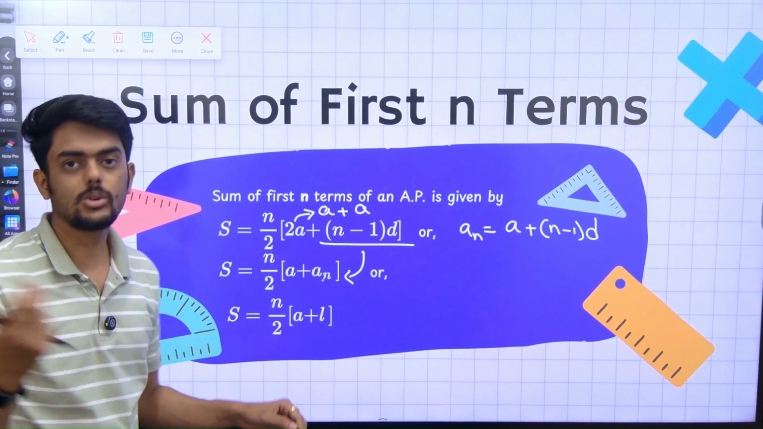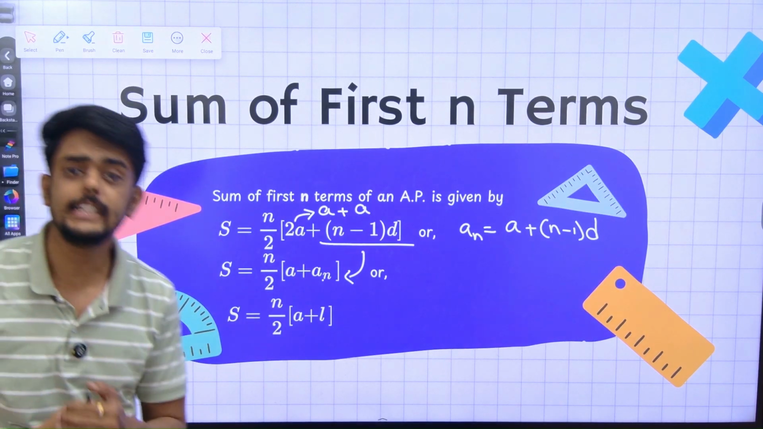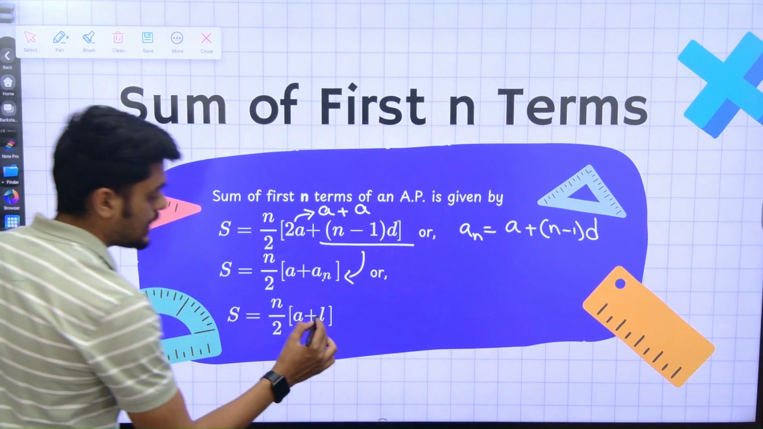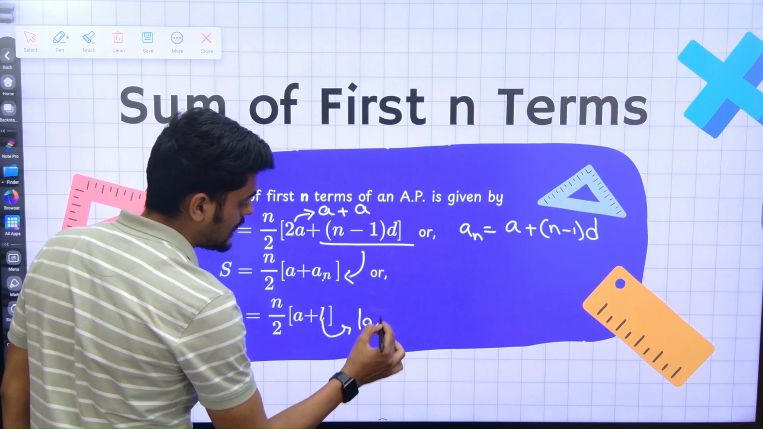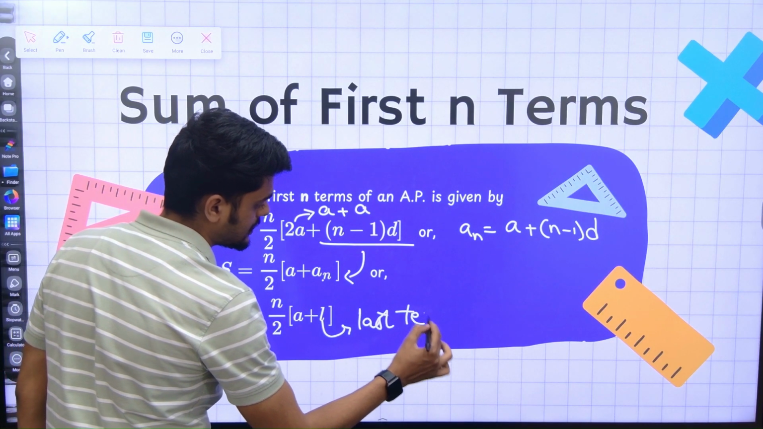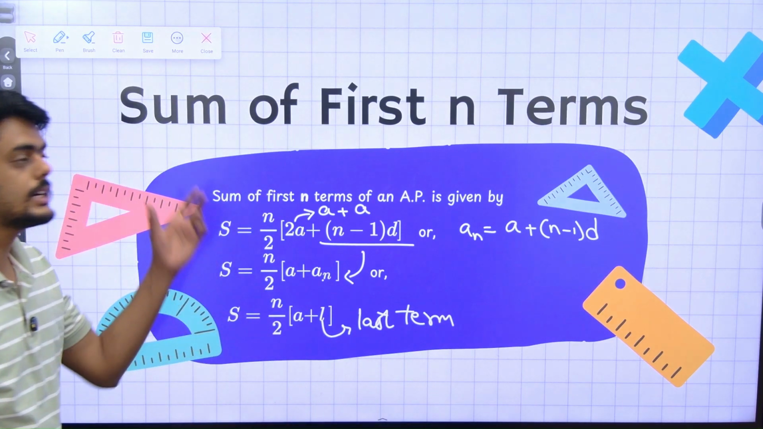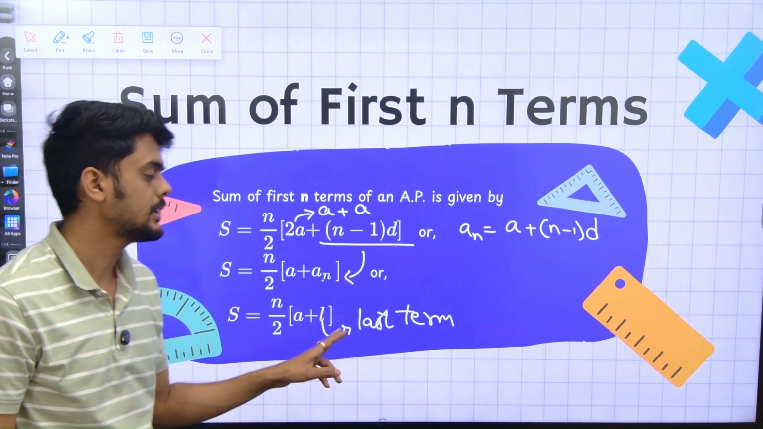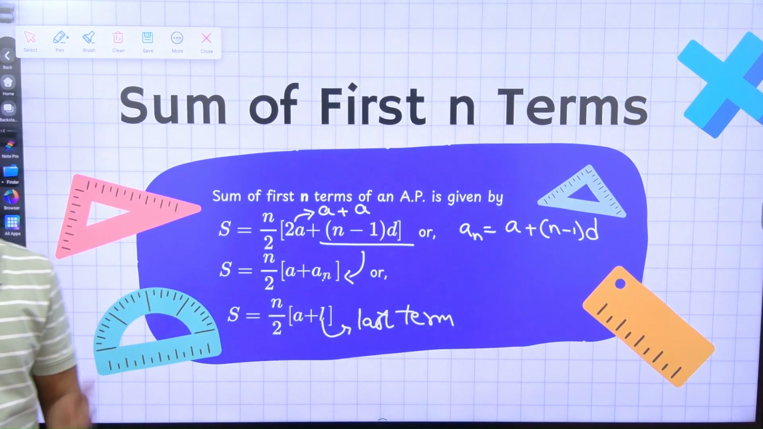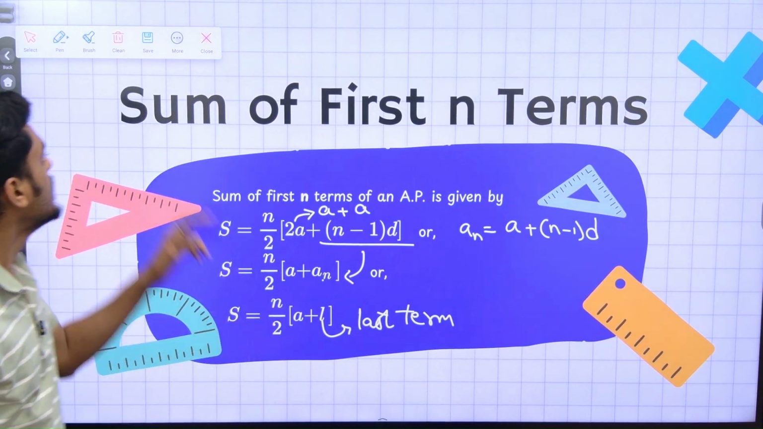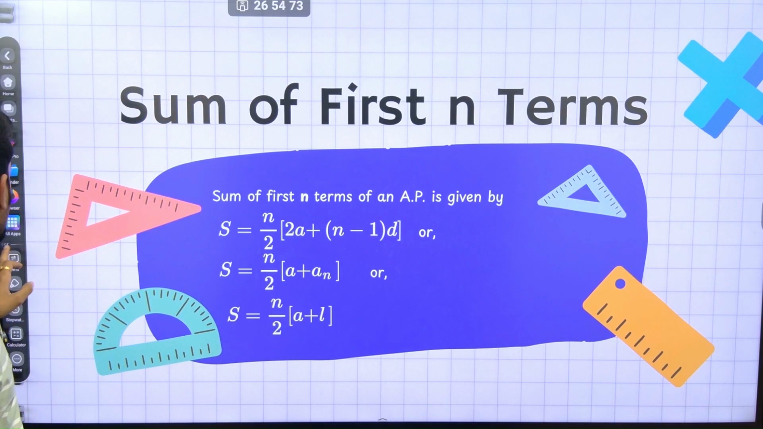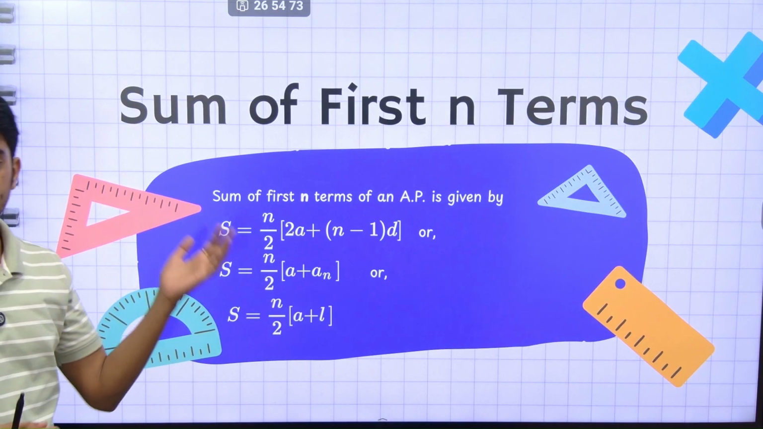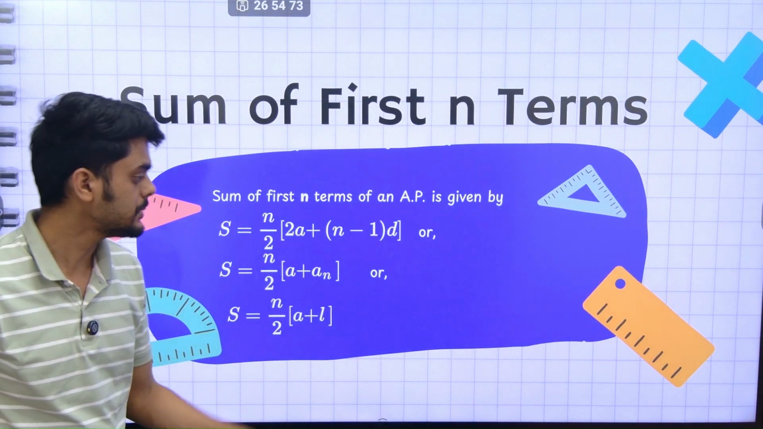Moreover, if we have a finite AP with us, and L is the last term, we can calculate the sum of first n terms as n by 2 into a plus L, where L stands for the last term. I hope you have got the basics of these formulas. You can take a screenshot or pause the video and note them down.